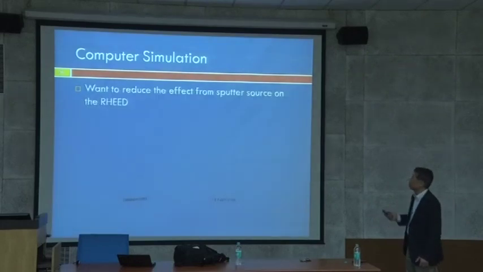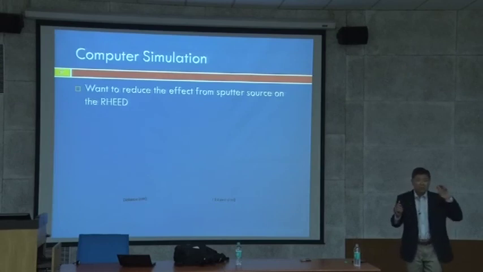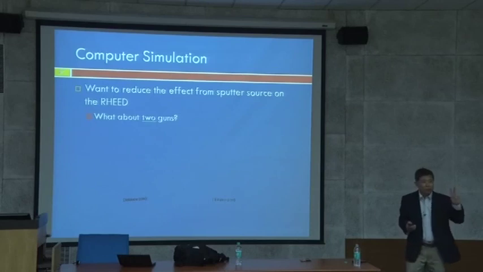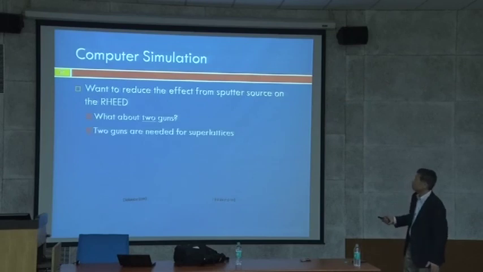It's hard to overcome that. You have to use simulation to solve this problem, and then compensate the magnetic field using another gun on the other side. That's a simple way to do it, okay? Can you compensate it? So, about two guns: the advantage of two guns is that you have two materials, maybe a superlattice you want to grow, one material and another material. Even if you don't use the second gun, it compensates the magnetic field, and two guns are needed for superlattices and multilayers.